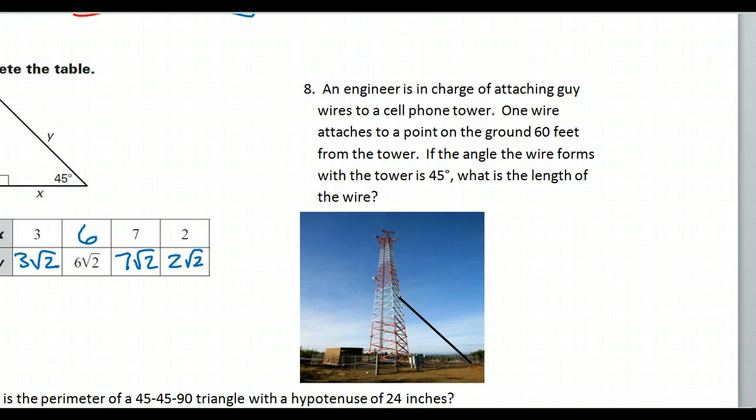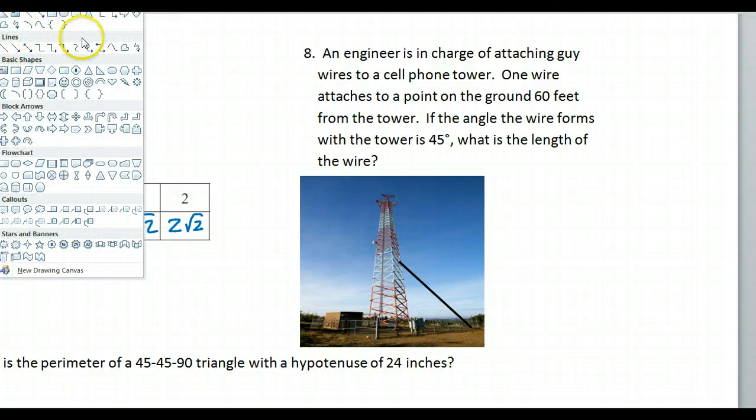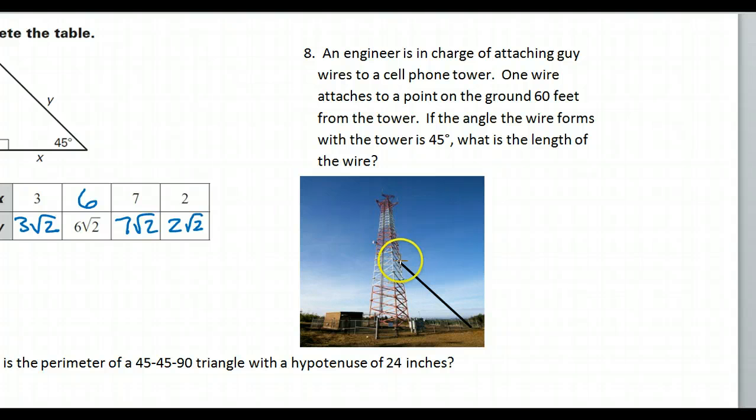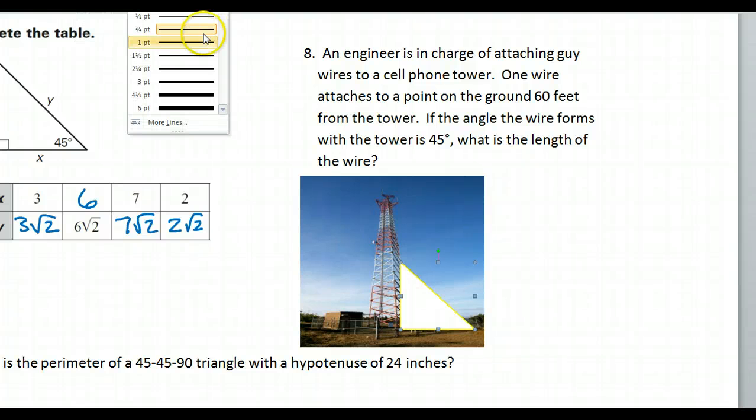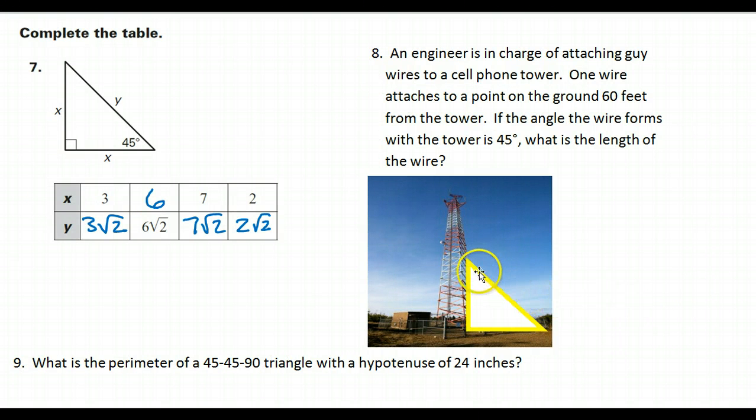Number 8, an engineer is in charge of attaching guy wires to a cell phone tower. One wire attaches to a point on the ground 60 feet from the tower. Okay, I feel like I need some more lines in here. So this is what's going on. Okay, picture this triangle. Okay, I'm just trying to make it real easy to see. All right, this hypotenuse is the wire.